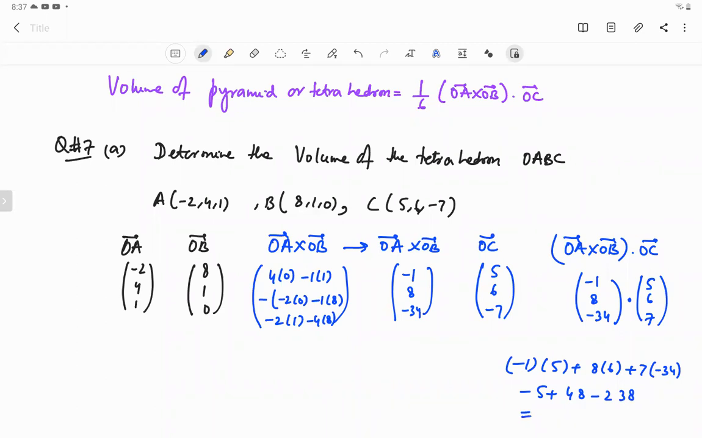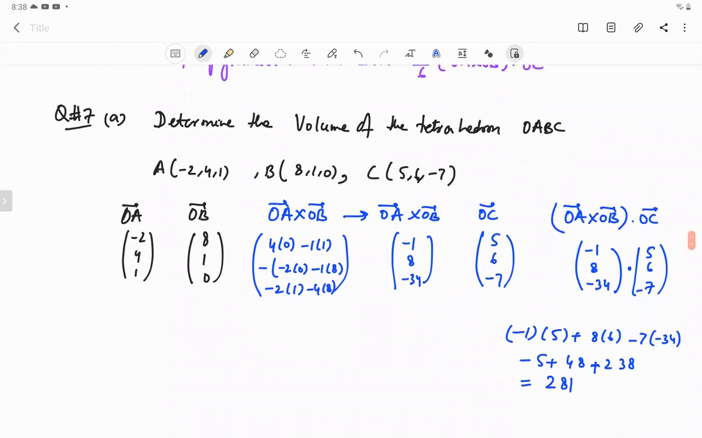Sir, 7 had a negative sign with it, OC. Okay, we can put a negative sign over here. This makes it plus 238. That's perfect. 238 plus 48 minus 5. It is equal to 281.